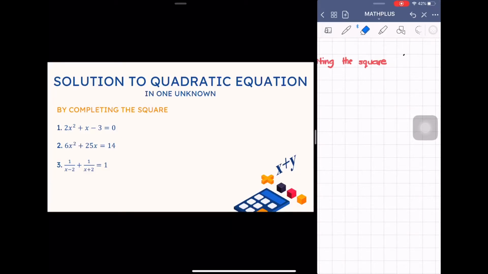In this video, we're going to continue how to solve quadratic equations in one unknown, particularly how to solve quadratic equations using the completing the square technique. Okay, so we have 3 examples to solve to illustrate and show you how you're going to do completing the square in order to obtain the roots or the solutions of the quadratic equation.